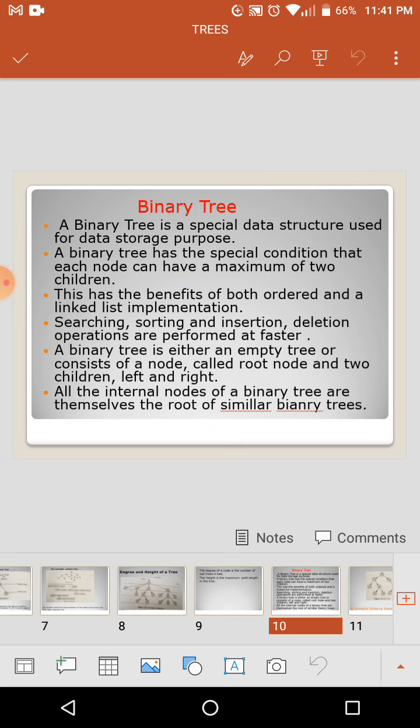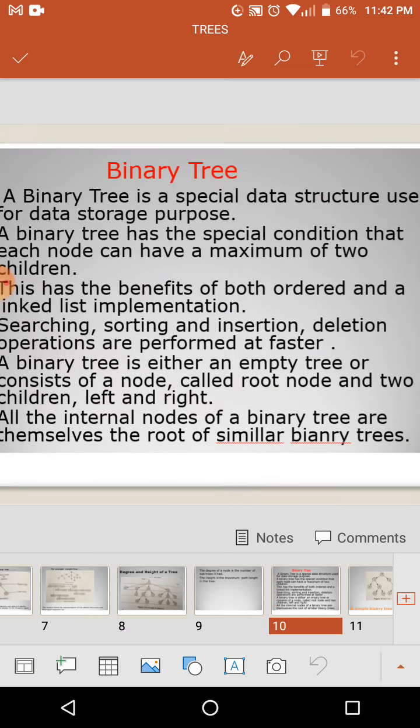A binary tree is either an empty tree or consists of a node called the root node and 2 children, a left and a right node. Next, all the internal nodes of a binary tree are themselves roots of similar binary trees. Suppose a tree has children, and those children again have their own binary trees.